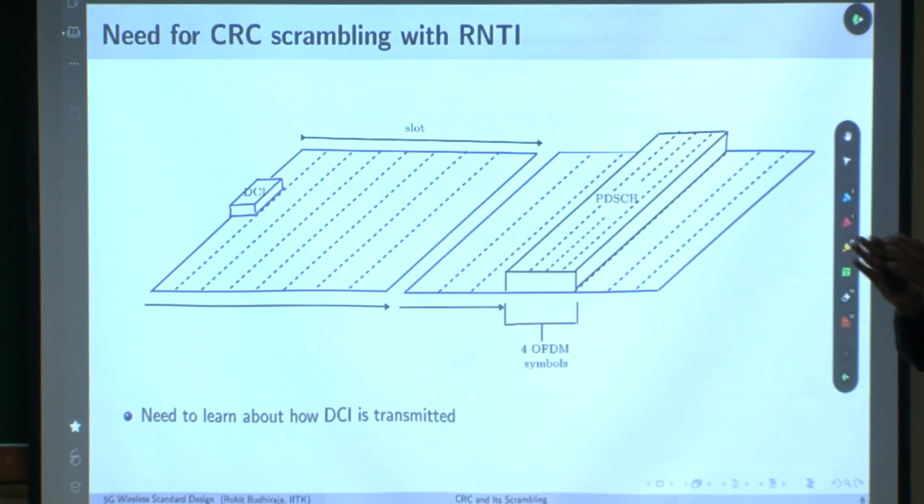Then it's the user's job to figure out whether its DCI has been scheduled by running the complete receiver chain and finally unscrambling it using its RNTI. If it is its own DCI, then things will be fine. The CRC will get validated, and then it will know where its data is scheduled.